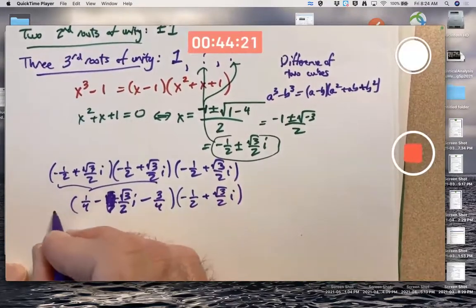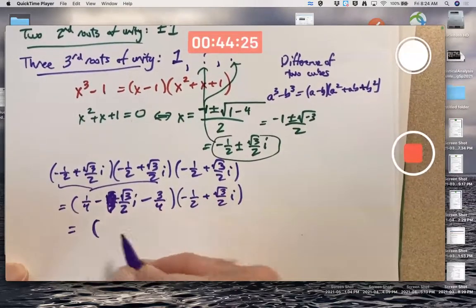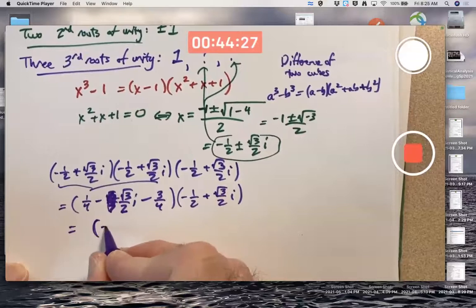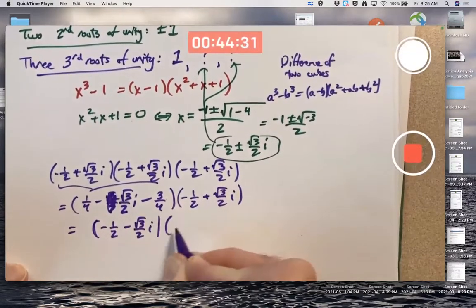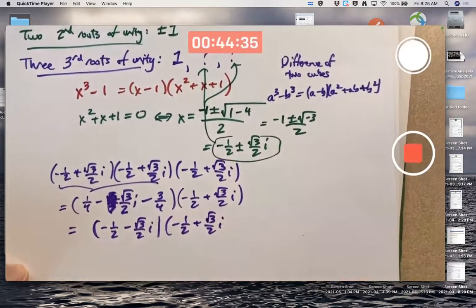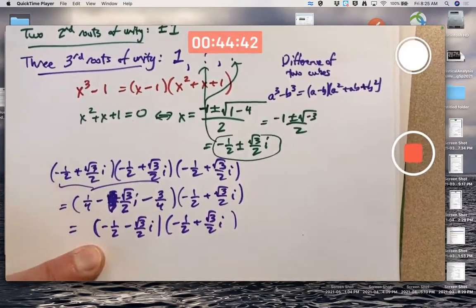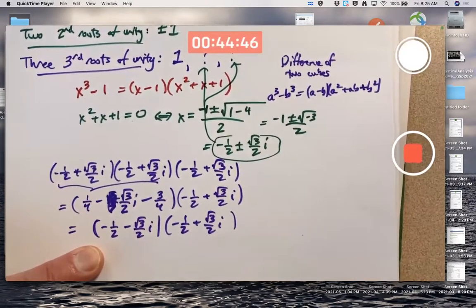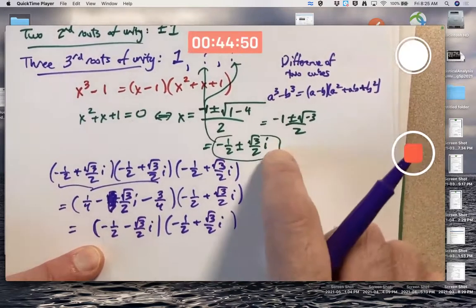And then this simplifies to 1/4 minus 3/4 is -1/2 minus root 3 over 2i. Interesting. When I squared -1/2 plus root 3 over 2i, I got -1/2 minus root 3 over 2i. Is that an accident? No, it's not actually. And that's the other cube root of unity.